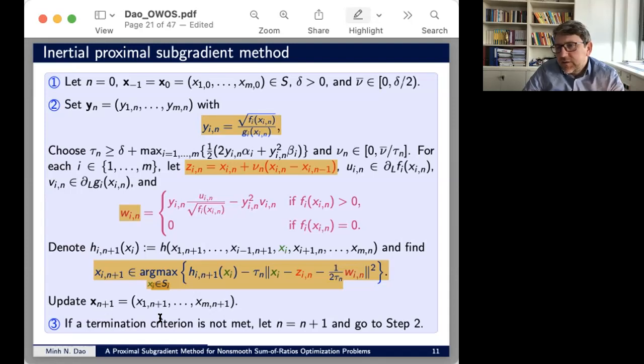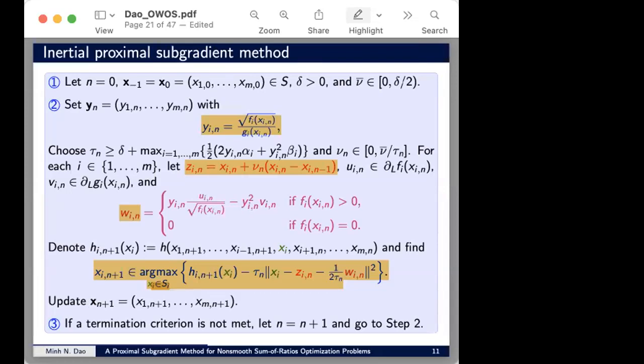Okay, are there other questions? I have a small question, if possible. Sure. In this one, how do you solve the subproblem, x_{n+1} belongs to the argmax? And is it the global solution?